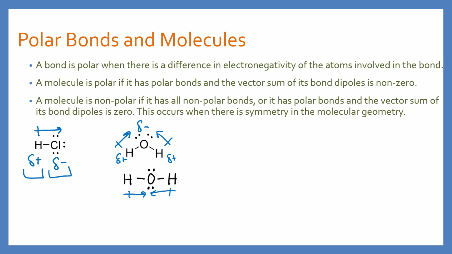In this example, I've drawn water linear, which is not correct. Please don't do that. I would still have a partial negative on my oxygen. I would still have partial positives on my hydrogen. But now I actually have 3 regions of charges, right?